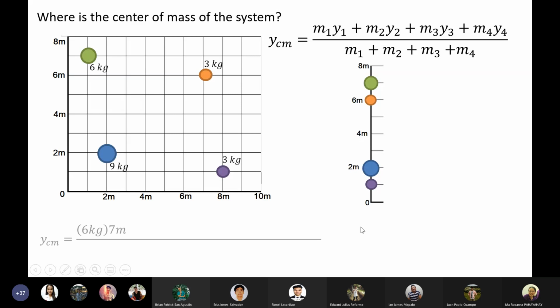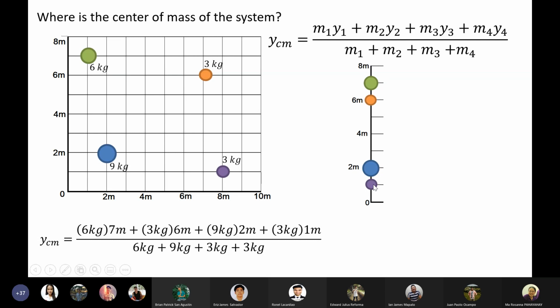Okay? So, it means ang ating position na, so that is, si green muna, ang position ni green ay 7 meters. So, 6 kilograms, 7 meters. Ang position ni orange, 3 kilograms times 6 meters here. Ang position ni blue, 9 kilograms at 2 meters. And ang position ni purple ay 3 kilograms times 1 meter. And the sum of their weight or their masses, it will be this one. So again, cancel out again the kilogram. So the center of mass along Y, okay, is 3.86 meters.